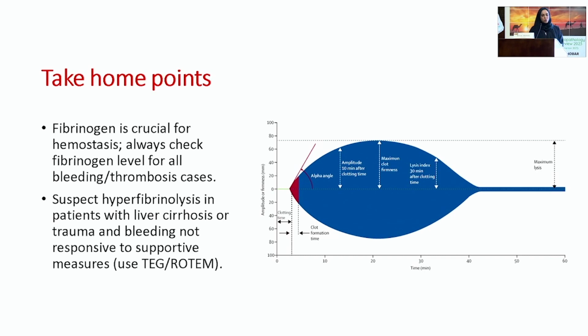Take-home points. Fibrinogen is crucial for hemostasis. Check your fibrinogen during bleeding or thrombosis. Suspect hyperfibrinolysis, especially in patients with liver cirrhosis or trauma, and bleeding that's not responsive to supportive measures. Most laboratories do not offer thromboelastograms or ROTEM. This is a point-of-care test, usually used by anesthesiologists or maybe trauma surgeons. But if you have a patient like that, you might coordinate with the department that is responsible for the ROTEM to perform it. And you'll see an increase in maximum lysis, which is this part, of more than 15%. So always look for hyperfibrinolysis.